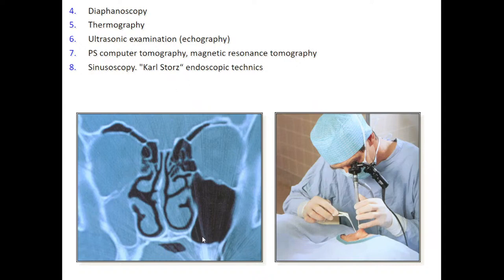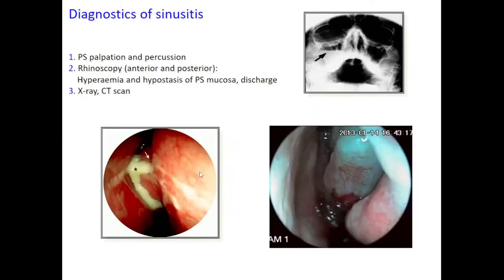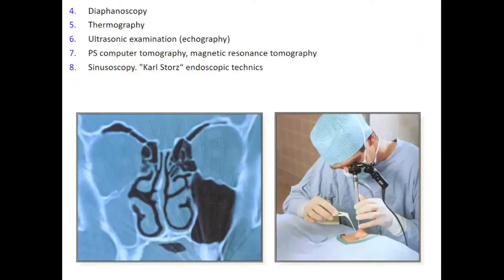but sinusoscopy is a more operative technique, and if you have the possibility, you have the equipment, instead of anterior and posterior rhinoscopy, you must do endoscopic examination of the nasal cavity. So, it's the CT scan of the brain to visualize nasal sinuses. You can see here the right maxillary or left maxillary sinus.